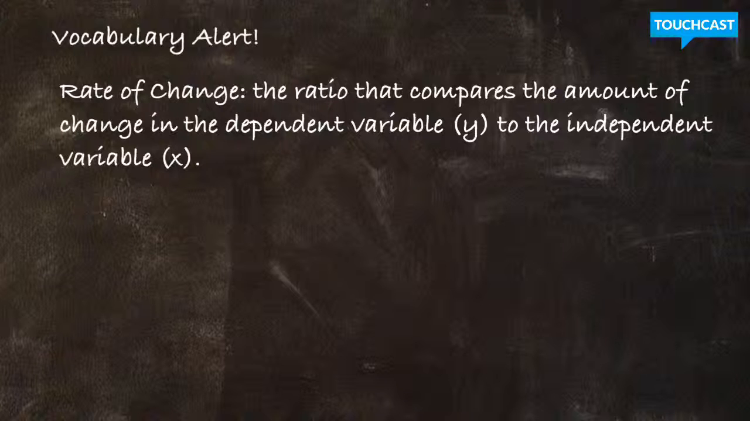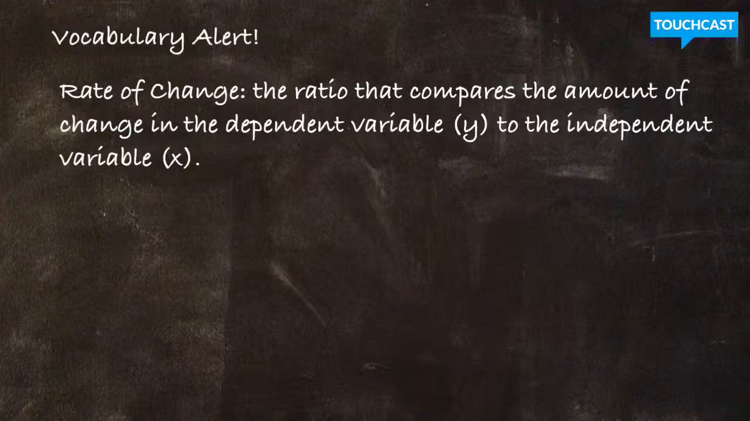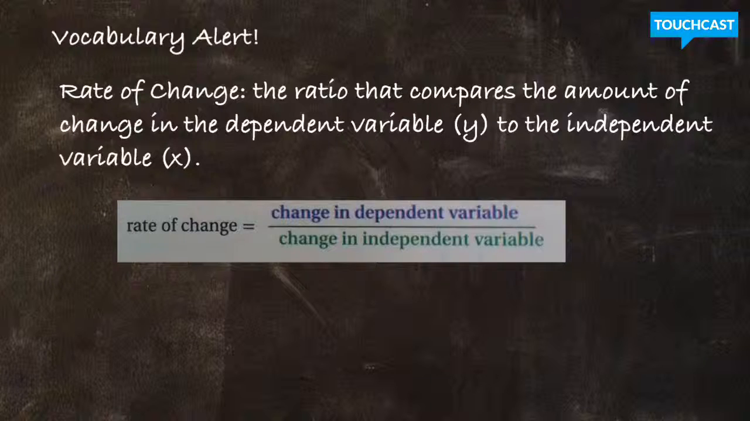Our first vocabulary alert of the day is rate of change, which is just the ratio that compares the amount of change in our dependent variable, or our y variable, to the independent variable. And we can visually see that right here. Our rate of change is equal to the change in our dependent variable, or change in y, over the change in the independent variable, or the change in x.